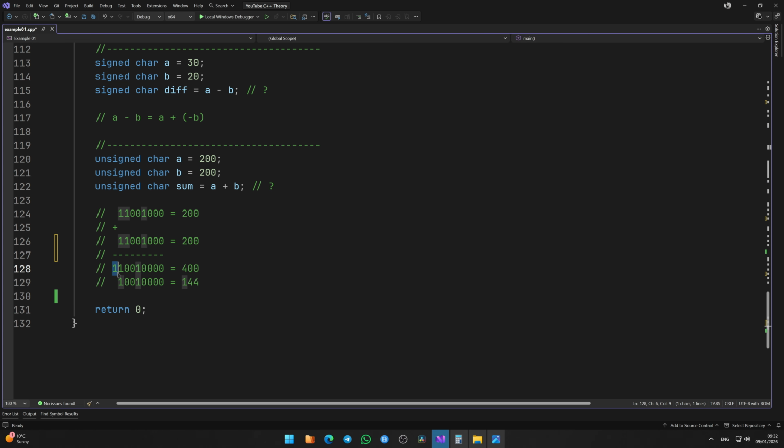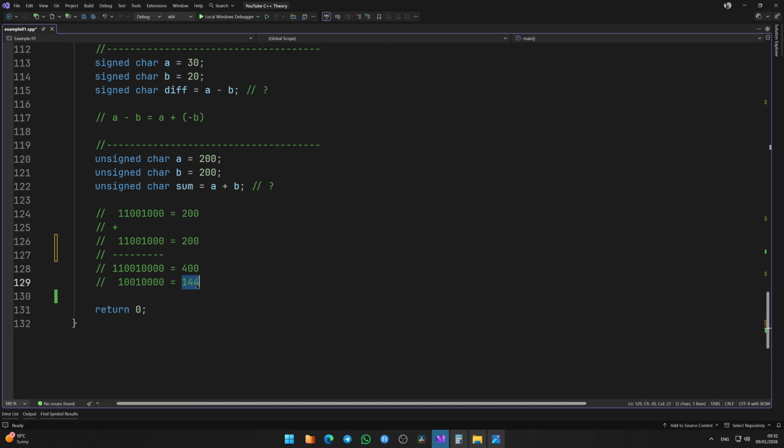Here we have 9 bits, but the unsigned char type can only hold 8 bits. What happens next? The 9th bit simply gets discarded. As a result, we're left with these 8 bits. Their value is 144. And that's exactly what gets stored in the variable.